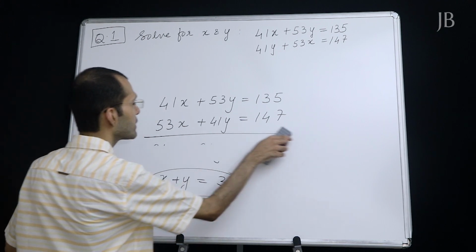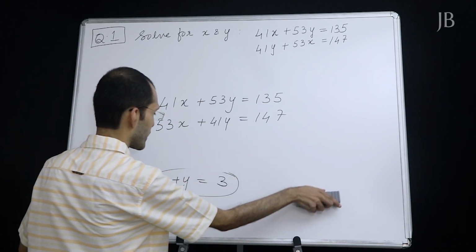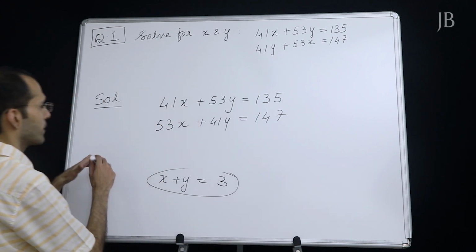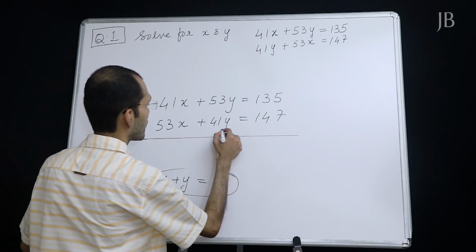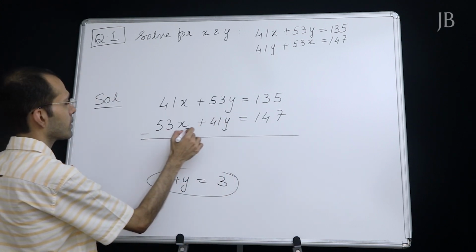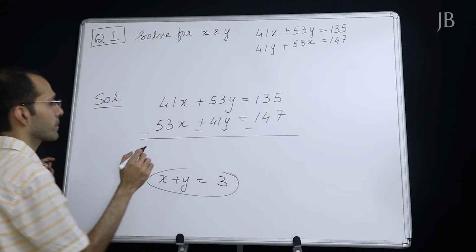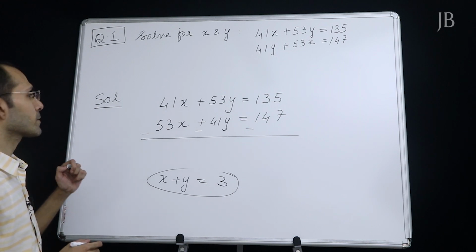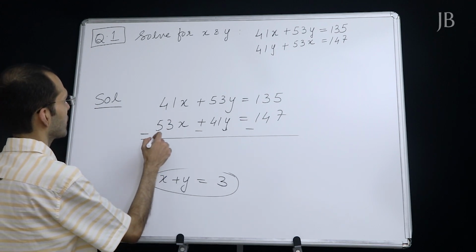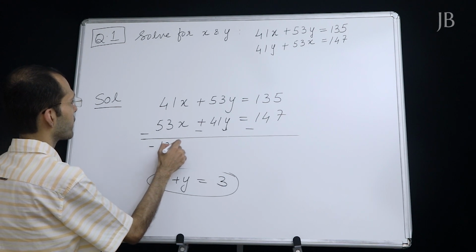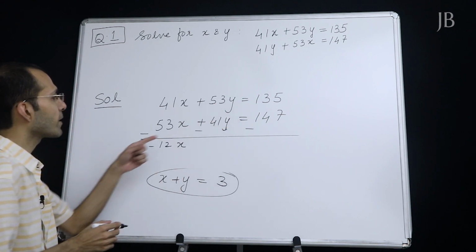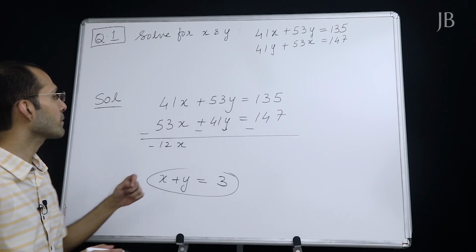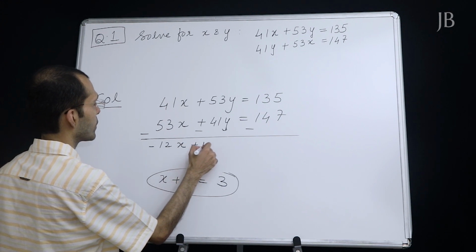Now we will have to compulsorily subtract the two equations. Compulsorily subtract. This is a technique. So minus, minus, minus. Now 41x minus 53x, how much? Minus 12x. 53y minus 41y. Look at the new signs. 53y minus 41y, that is plus 12y.